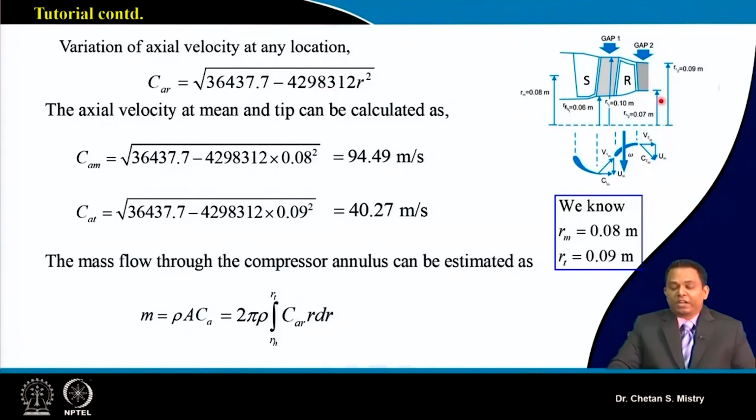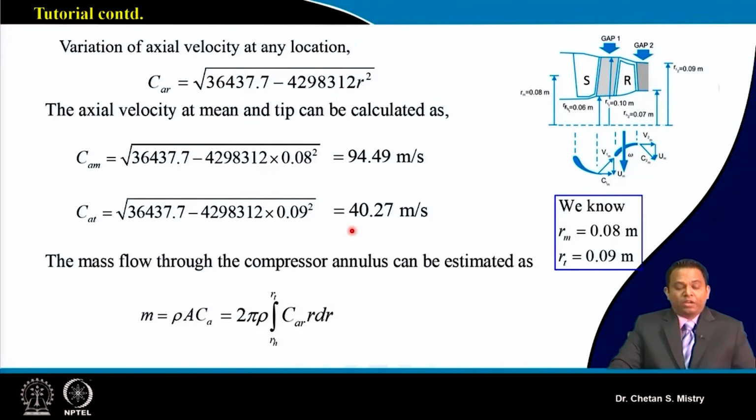If we consider at the hub my radius is 0.07 meter, at the midsection my radius is 0.08 meter, and at the tip my radius is 0.09 meter. If we put that in this formula, my axial velocity at the midsection is 94.49 meter per second. My axial velocity at the tip is 40.27 meter per second.